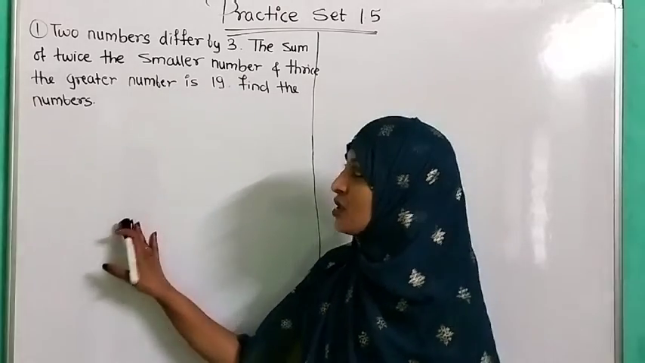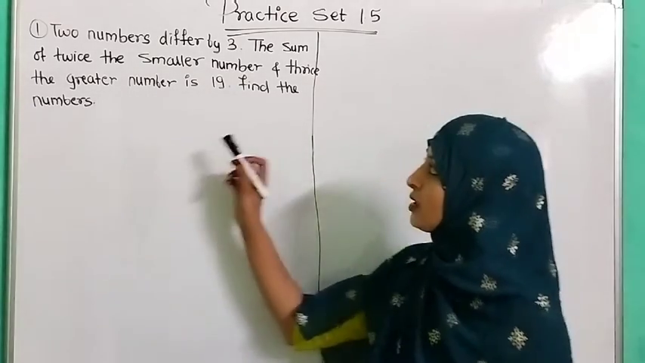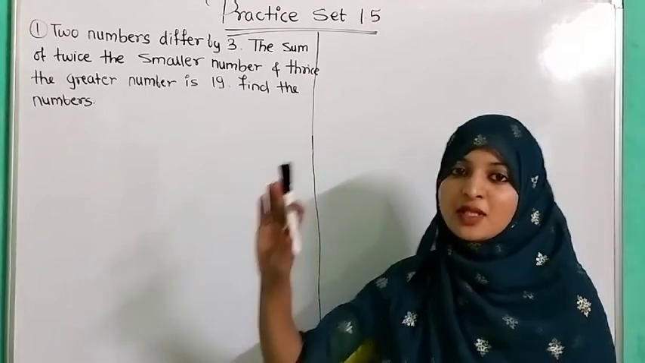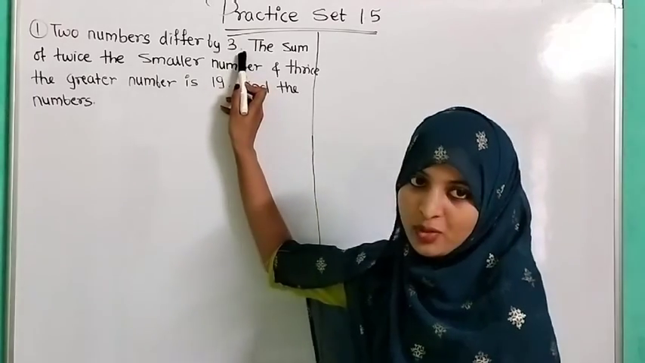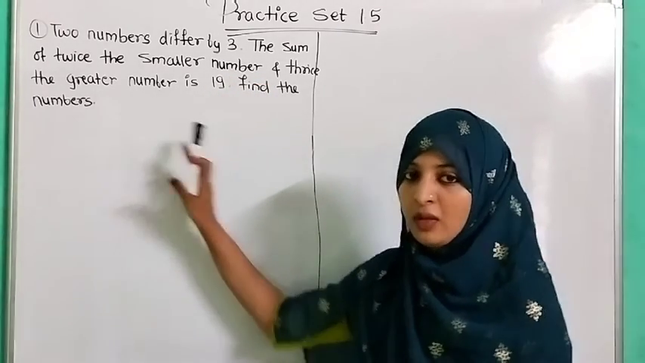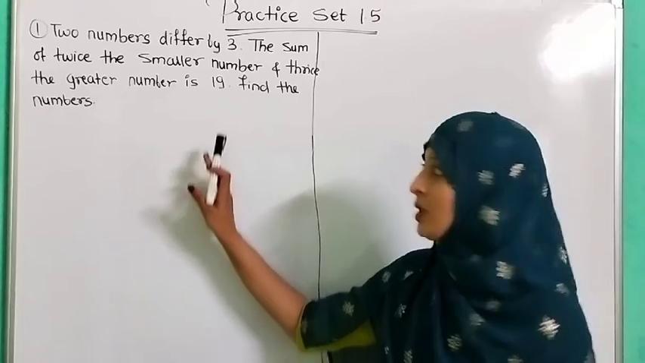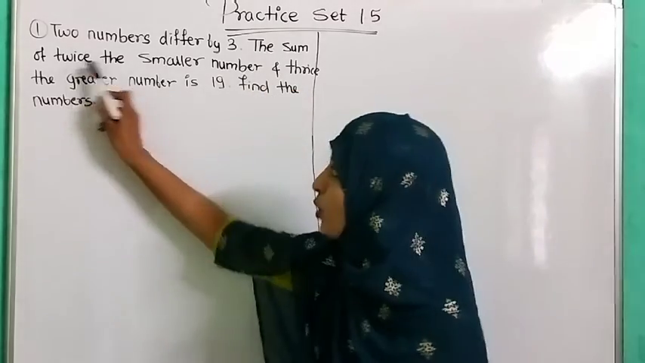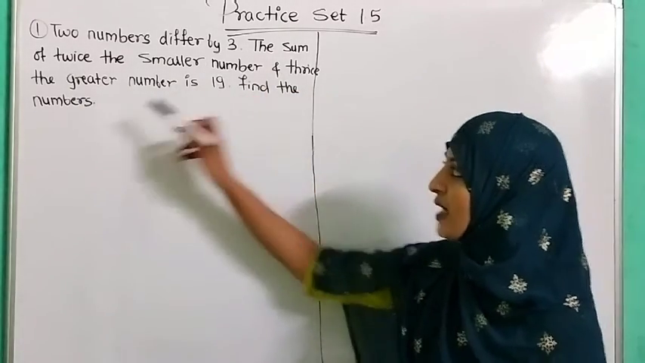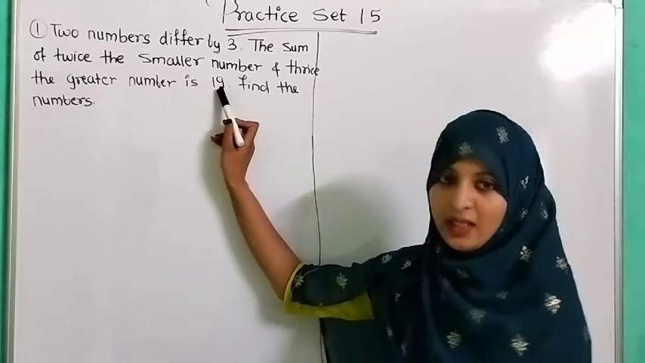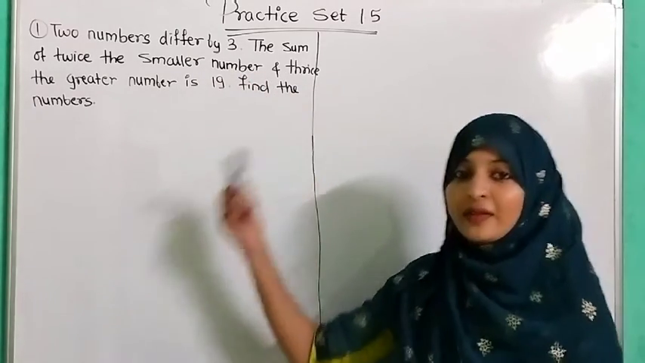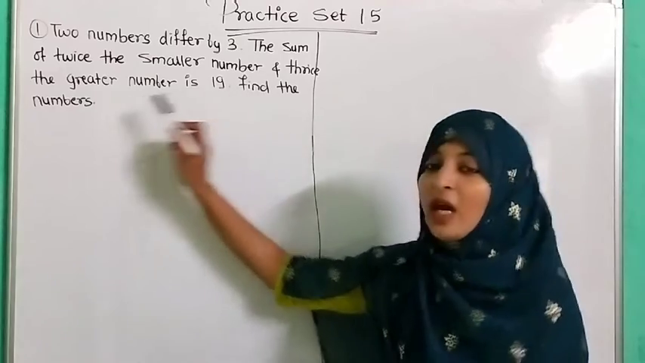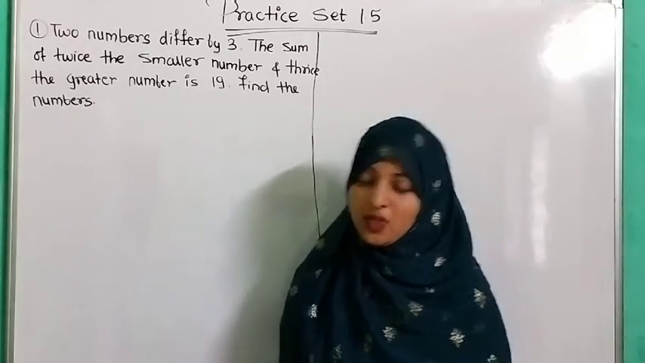Today we are going to solve practice set number 1.5. In that, the first question is: the two numbers differ by 3. Means the difference between two numbers is positive 3. Means we are going to subtract the smaller number from the greater number. The sum of twice the smaller number and thrice the greater number is 19. Means the addition of twice the smaller number and thrice the greater number is 19. Then we have to find the original numbers.